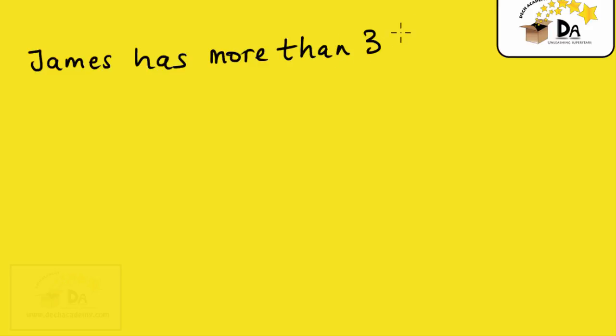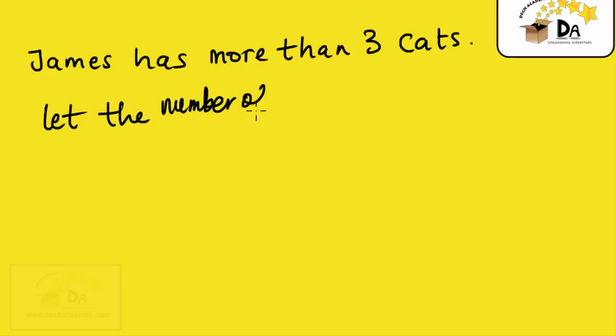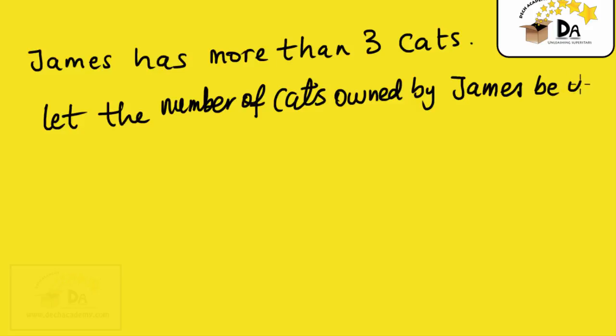So here's an example. Let's say James has more than 3 cats. This is a sentence and it can be represented using symbols, using an algebraic expression. If one says, well, let the number of cats owned by James be, this time I'm going to use a different variable, I'm going to use y. Let this be y. Now, if y is the number of cats owned by James.